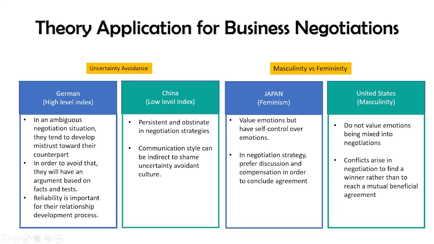In masculinity versus femininity, Japan is a feminine culture which values emotion but has self-control over emotion. In negotiation strategies, they always prefer discussion and compensation in order to conclude an agreement. While the United States is a masculine culture which does not value emotion being mixed into negotiation, and conflict always arises in negotiation to find a winner rather than to reach a mutually beneficial agreement.